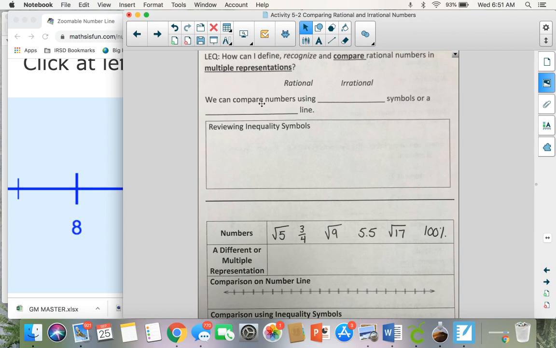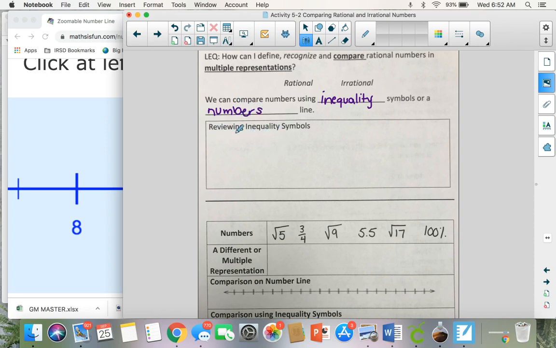All right, again, going back to our LEQ, we're going to work now on comparing rational numbers in multiple representations. So there's two ways that we can compare numbers. We can compare them using what we call inequality symbols, or using a number line. And we're going to compare them right now using both of those two things.